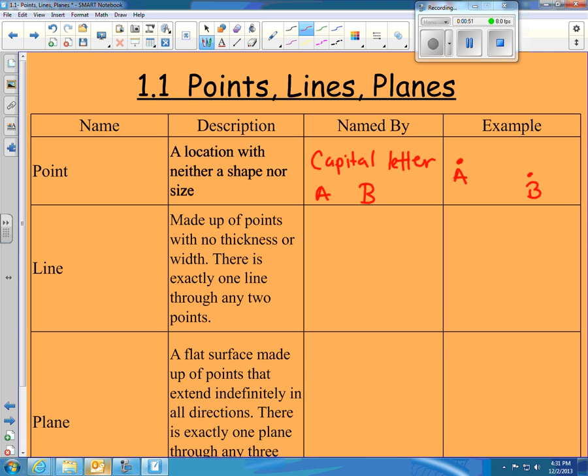A line is made up of points with no thickness or width, and there's exactly one line through any 2 points. We name a line by using 2 points with a line above them. Actually, we name it 2 different ways, and the second way is with a lowercase script letter. Script is like cursive.